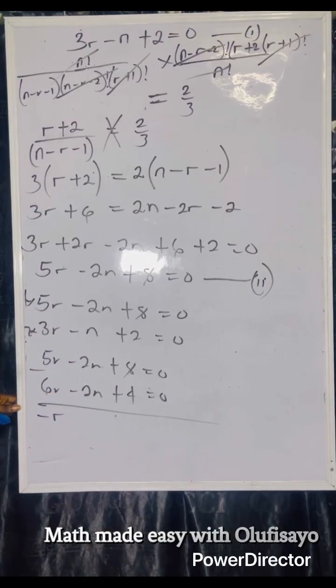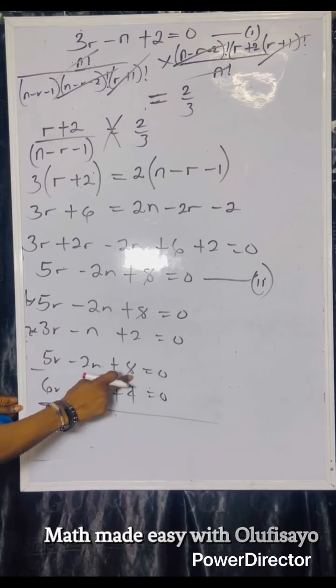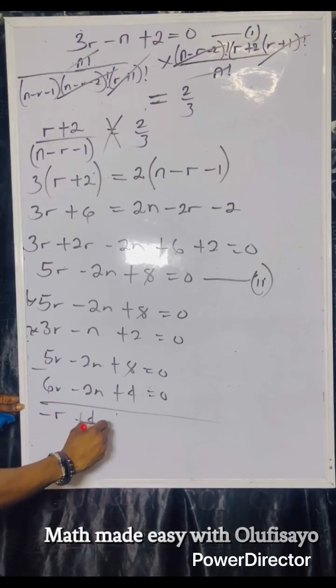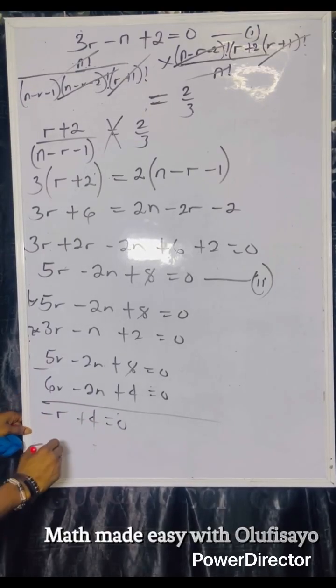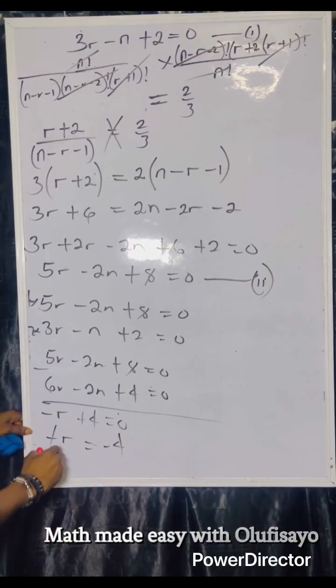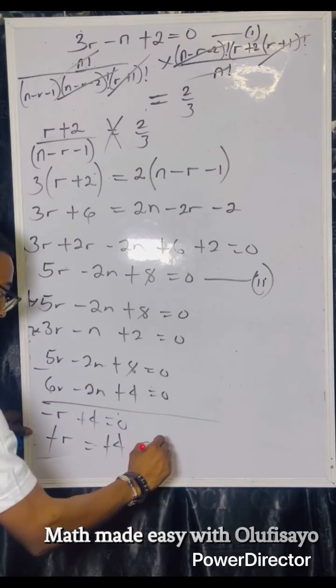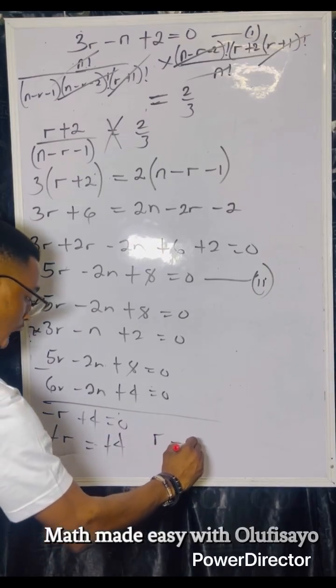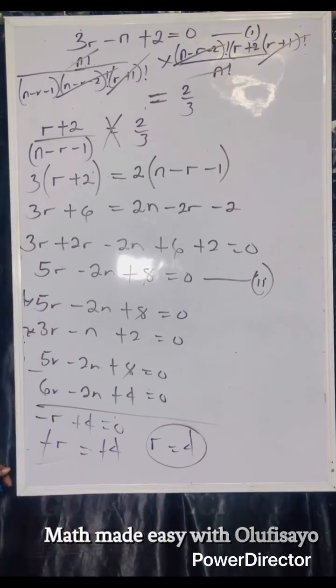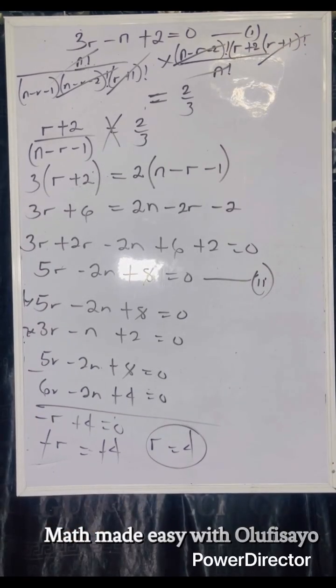Will give us 0. Definitely we've eliminated n. Now 8 minus 4, this will give us plus 4 equals 0. So I'm going to have minus r equals minus 4. Negative cancels negative. r is equal to 4. r is equal to 4. Now how do we get the value of n?